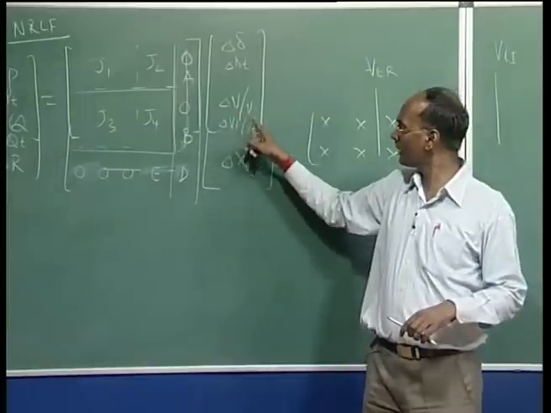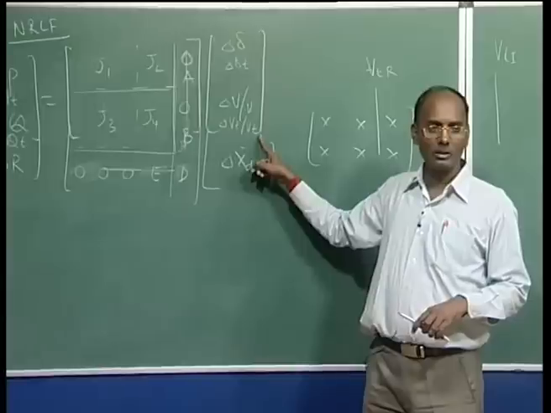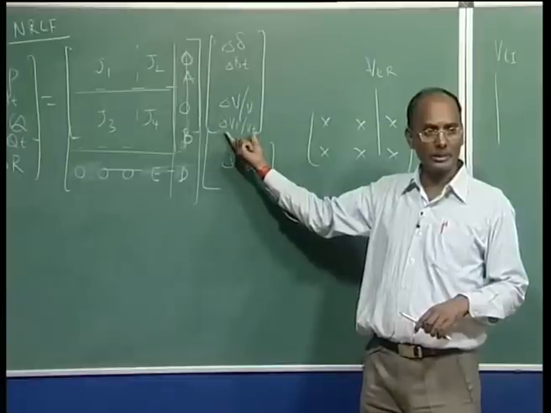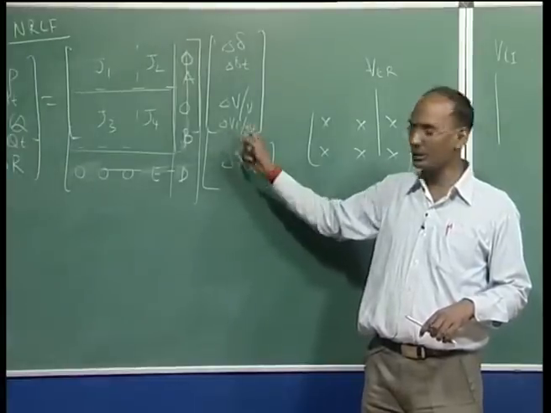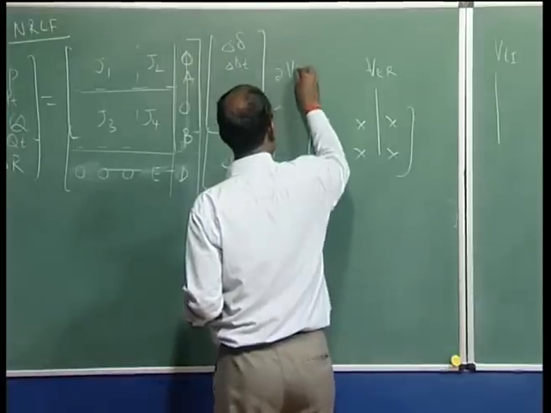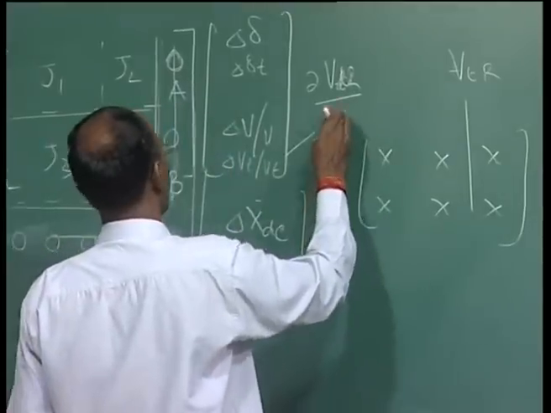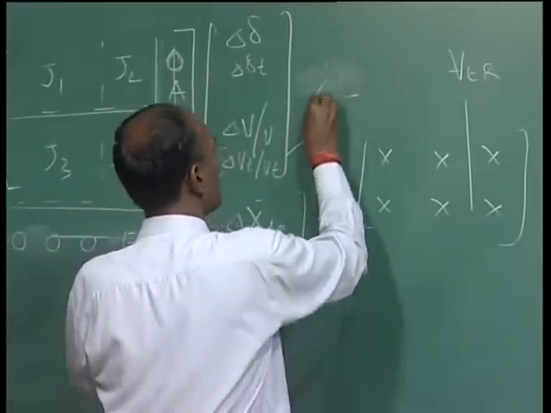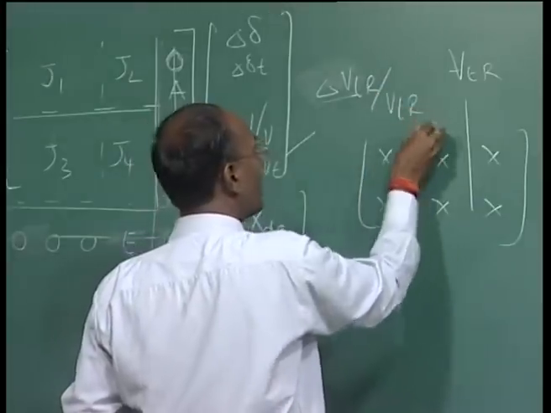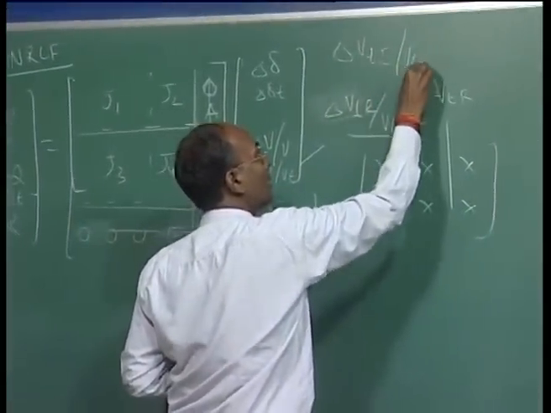No, here we are writing del Vt upon Vt. No, this corresponds to a rectifier and inverter. This is a vector 2 by 2. This is your del VTR, basically one element, and the other is your del VTI.